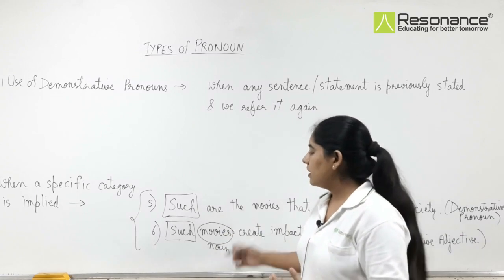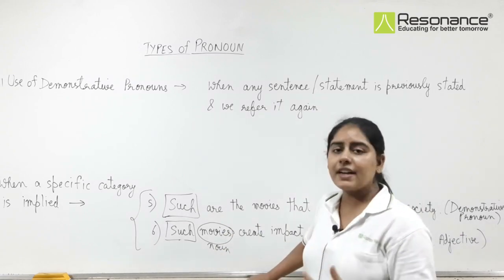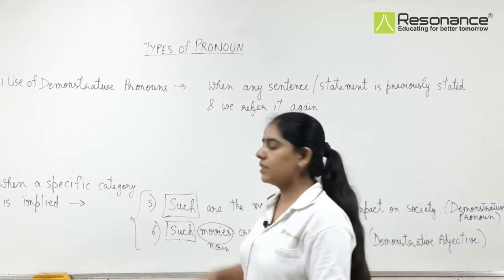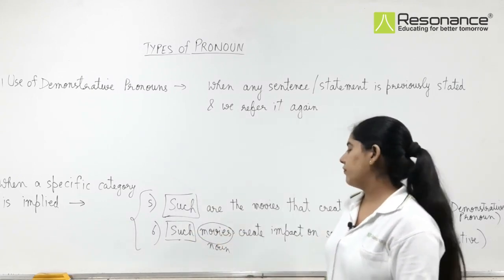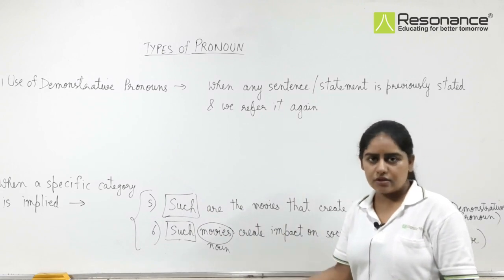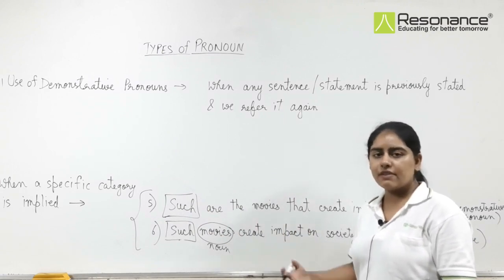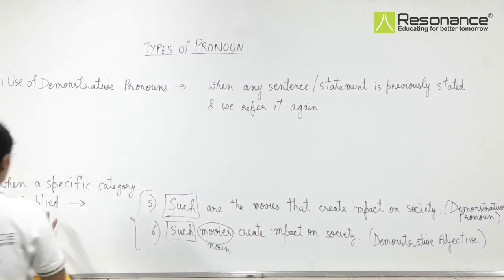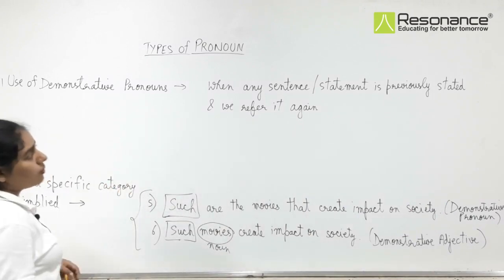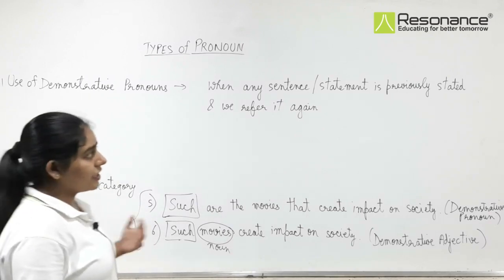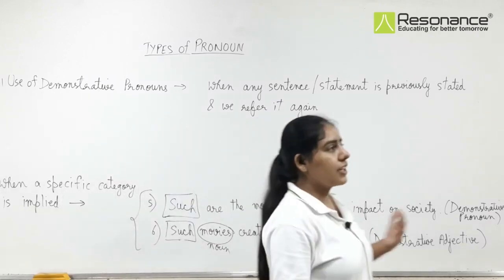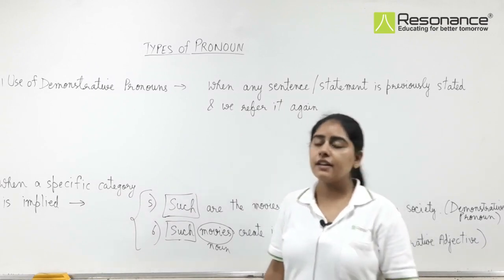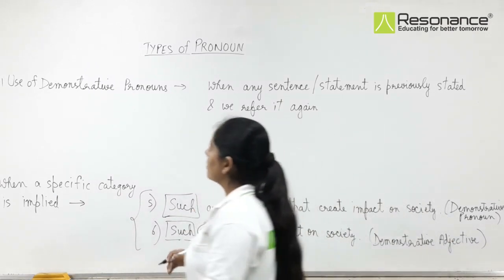रहे हैं यहाँ पर. Some specific category of movies we are talking about, that is why we have used a demonstrative word such over here. We can say these, we can use the, those. Accordingly we will apply the word, fine. So one use was this, another use is that when any sentence or statement is previously stated and we refer it again, कोई भी बात जो कि हमने पहले कही थी अब हम वापस उसका रेफरेंस दे रहे हैं, in that case also we will make use of demonstrative pronouns.